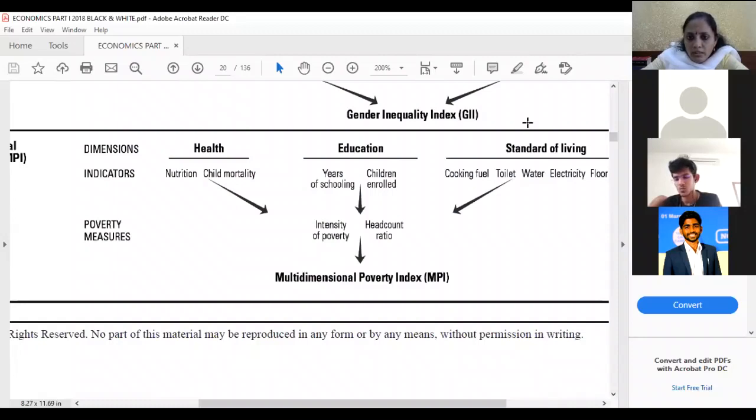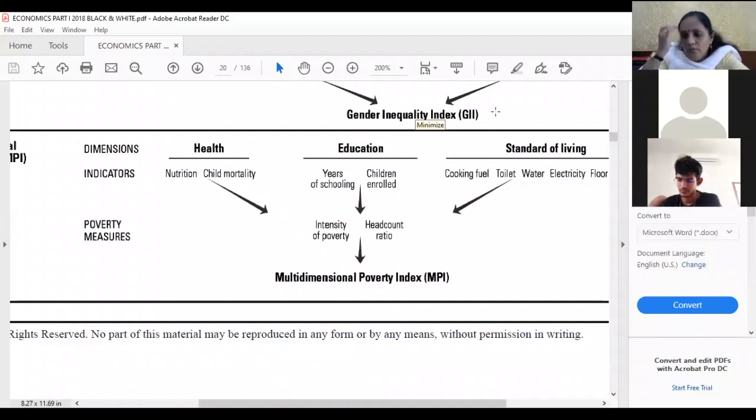I'll show you the number. Don't get into that less than 1, more than 1, all those things. I'll show you the number, then you will understand. So just give me a minute. Let's finish the multidimensional poverty index. Then we will get into the calculation part. Basically, it is female by male.